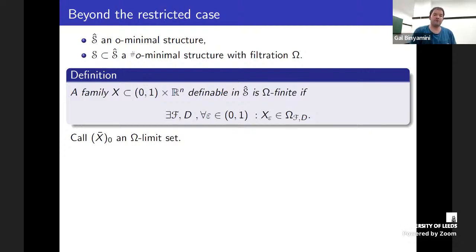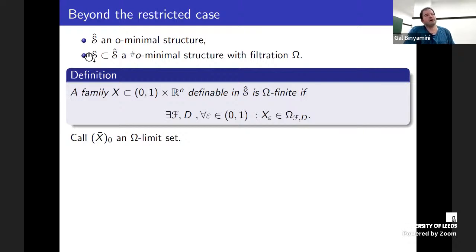Now, suppose that you have a family which is definable in S hat. I'm thinking about it as a family of definable sets parameterized by this epsilon parameter living here. I'll call it omega finite if, basically, the format and the degree of the fiber is uniformly fixed. So there is some f and d such that for every epsilon, this fiber x epsilon lives in omega fd. So the whole family doesn't need to be in S at all. But I'm saying that every fiber separately is in S.